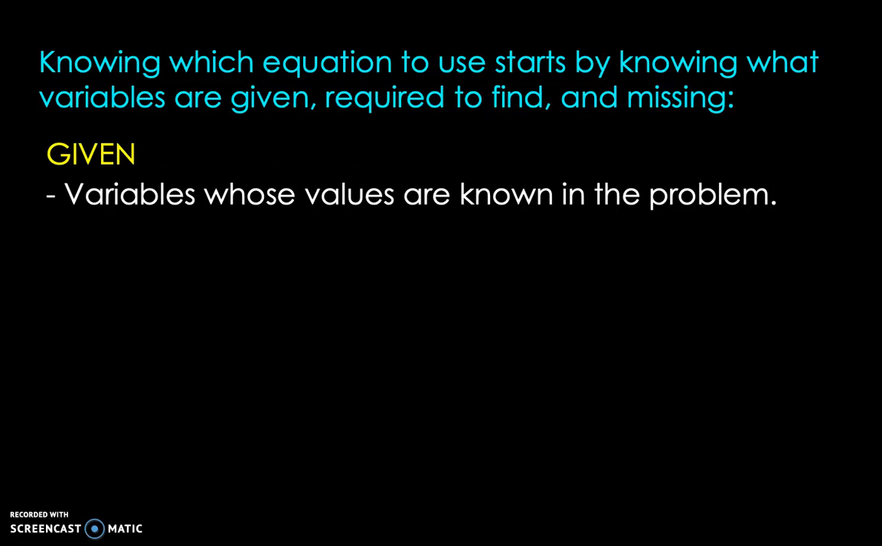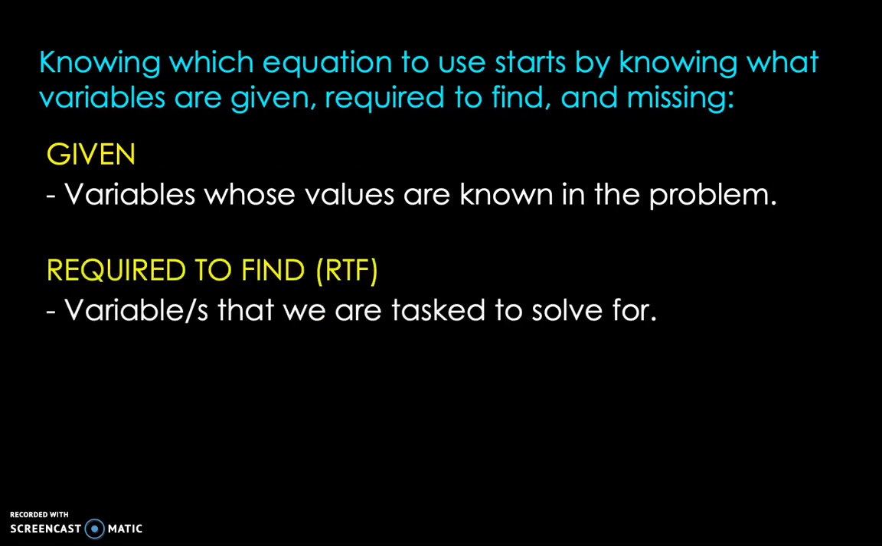You list down the given variables, the variables whose values are known in the problem. And then the required to find, I'd like to call that RTF for short. When we say required to find, that's the variable or variables that we are required to solve for. Let's say, for example, solve for the final velocity of the car or what is the acceleration of the car. So that's the required to find. It's what you are tasked to solve for.